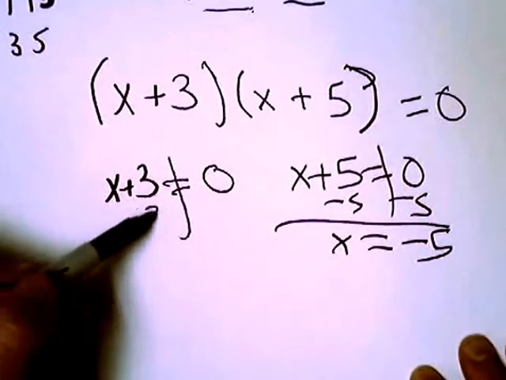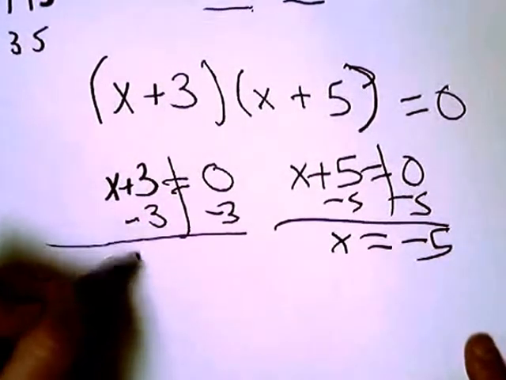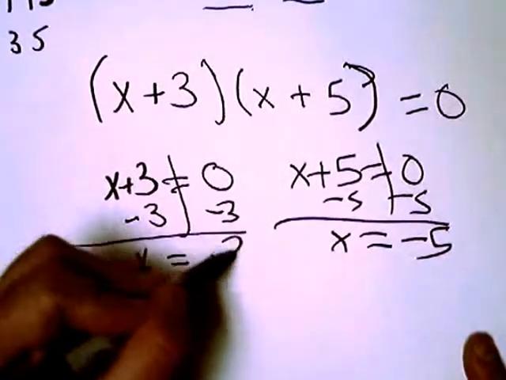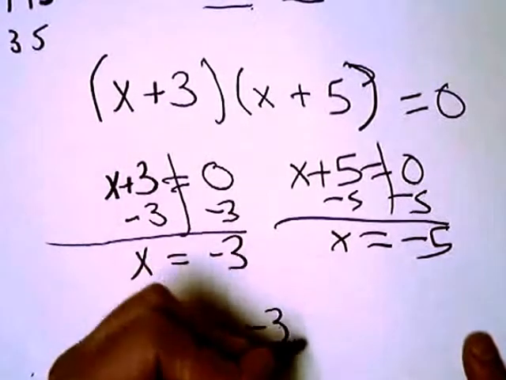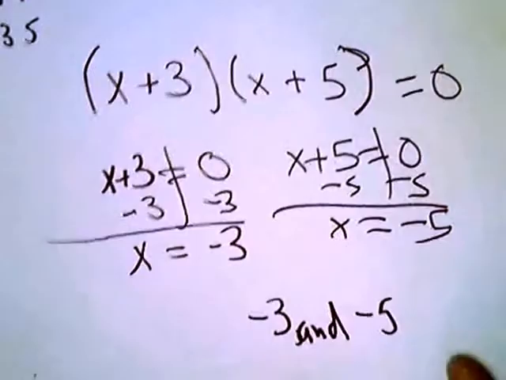At this point, you could probably just say, okay, so the solution is -3 and -5 because it's just opposite signs. But, you know, sometimes it's nice to see both. -3 and -5. That's it.